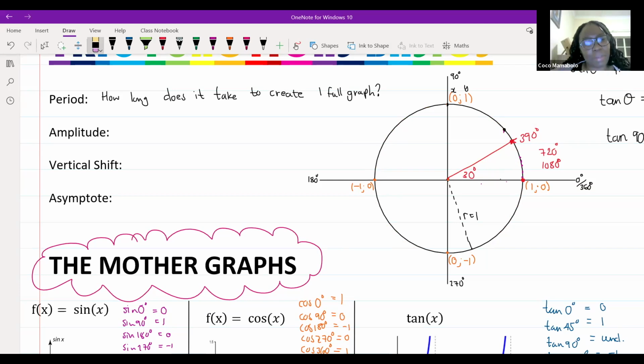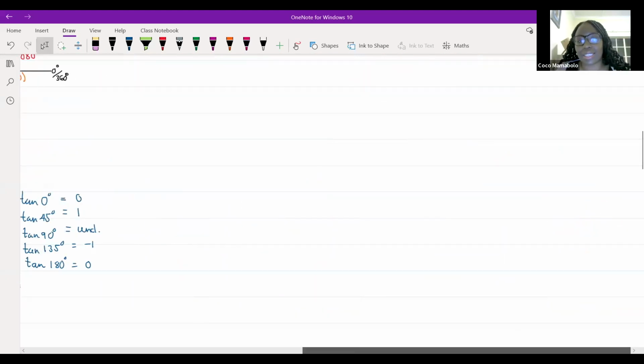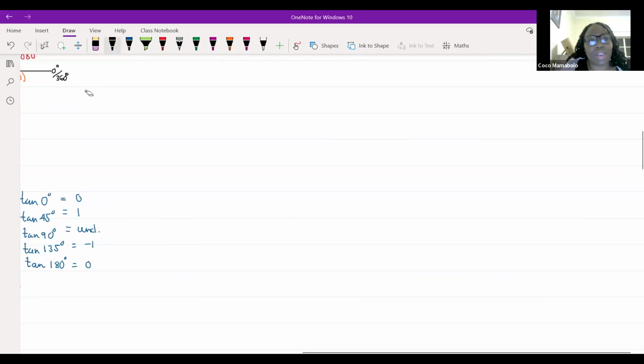Does everybody understand what Mem is saying? Basically, we are looking at the same graph again and again. We're just drawing one graph, and if we want many graphs, we can just add 360. But this goes in both directions, guys. It's not just add 360, we can also minus 360. We'd just be moving in the opposite direction.